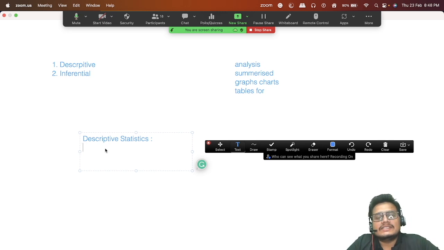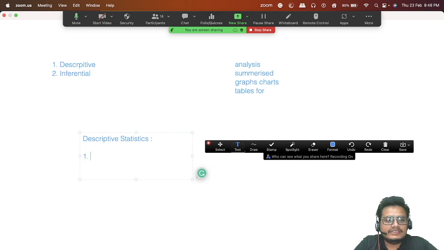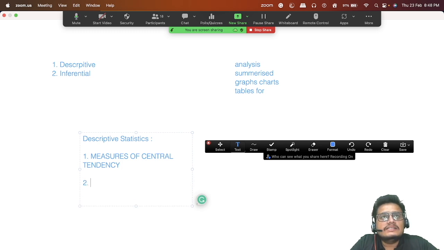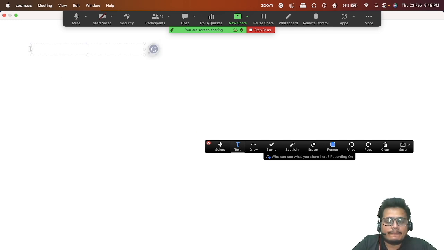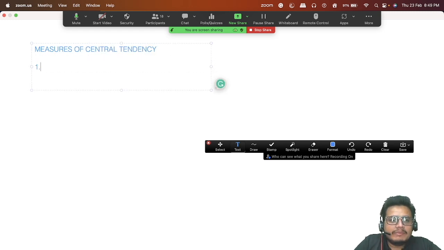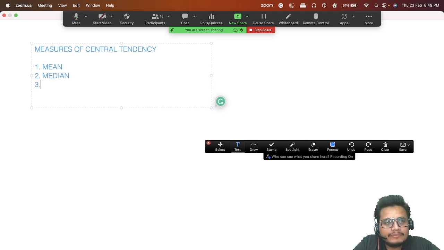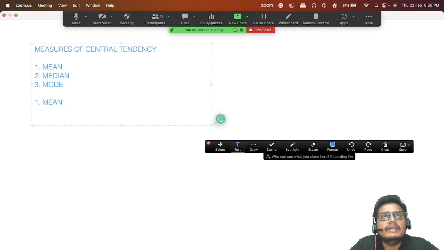In descriptive stats we have two kinds of measures. First is measures of central tendency, and second is measures of dispersion. Let's discuss measures of central tendency. Now what are the measures of central tendency? इसमें मेरे पास है mean, median and mode, है ना? Let's understand all of these. Now first one is mean. What do you mean by mean of my data? Mean I can say is average.